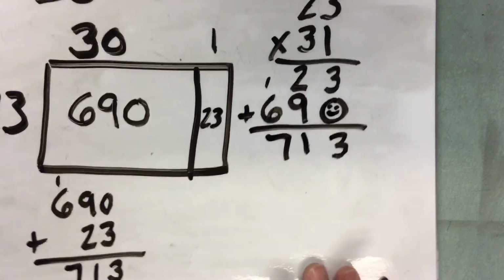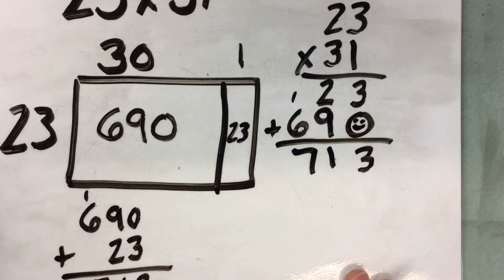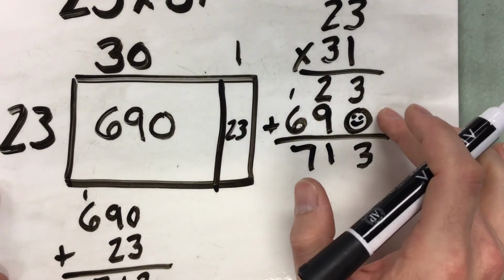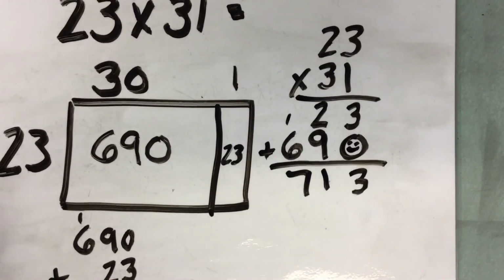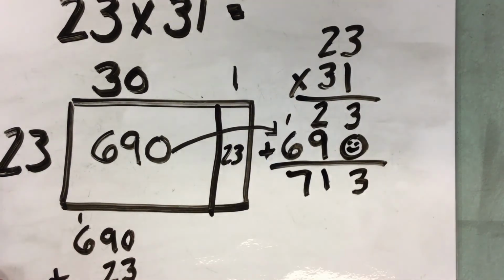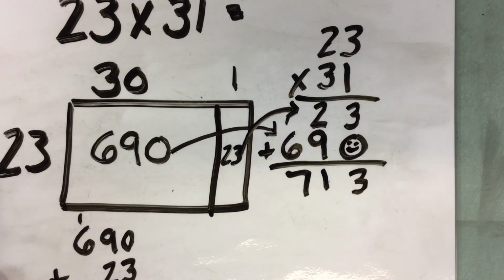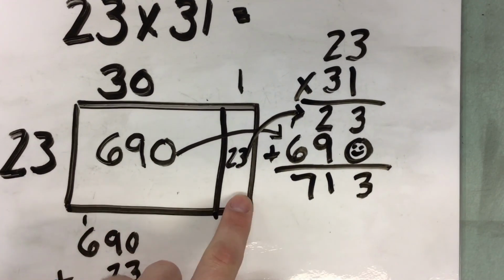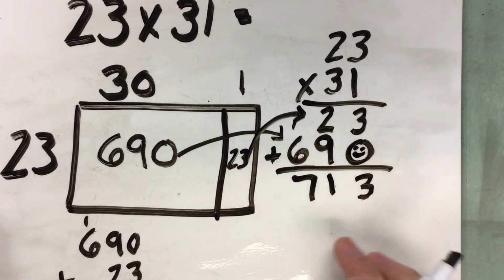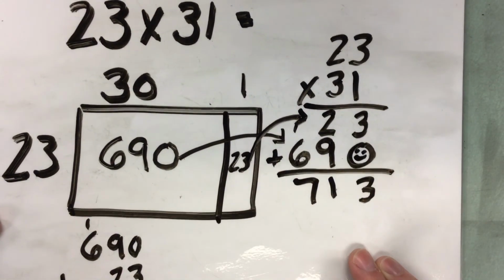What do you notice about what we got in the area model and our partial products that we got in our multiplication problem? What do you notice? Yeah, they're the same. So 690 here is 690 there, and 23 here is 23 there. So the area model and the standard algorithm, you can see that these partial products, you get the same answer any way you do these.